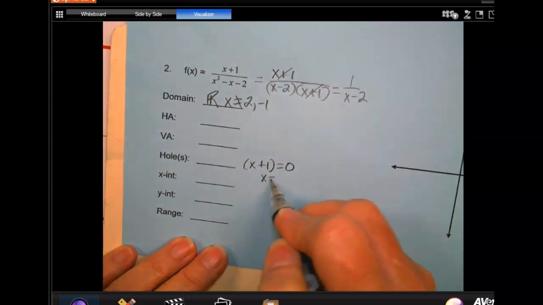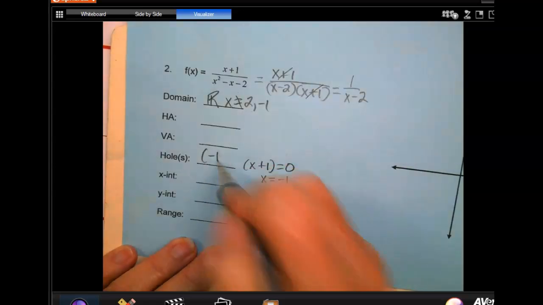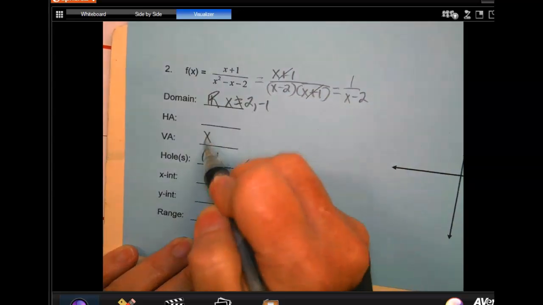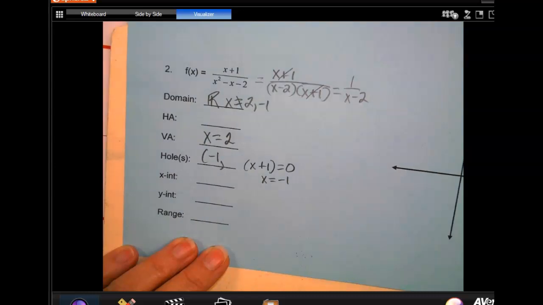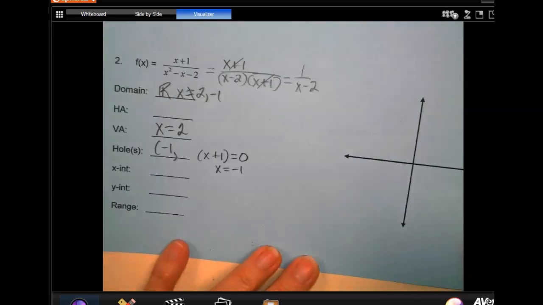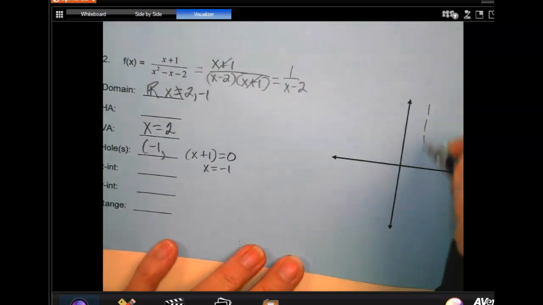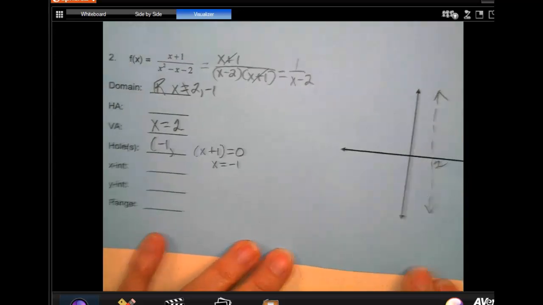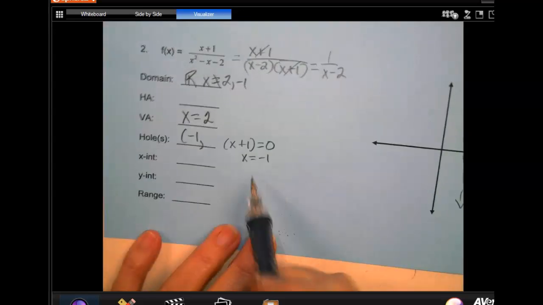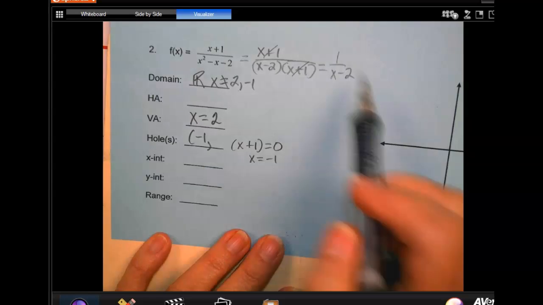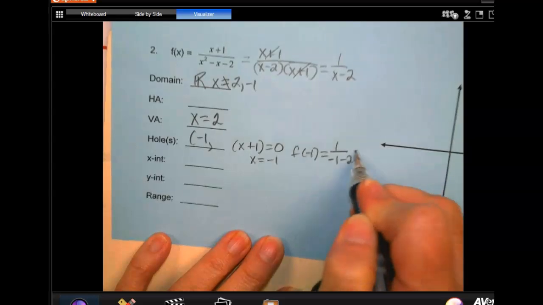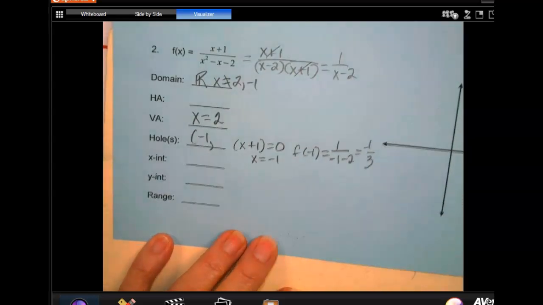So here, that tells me my x is negative 1. So if my x is negative 1, what is my vertical asymptote now? 2, right? We use the negative 1, so the other one is 2. So I'm going to dot in my vertical asymptote at 2. So now I have the negative 1 is my x. So if I put in f of negative 1, I'm going to have 1 over negative 1 minus 2, which gives me a negative 1/3.